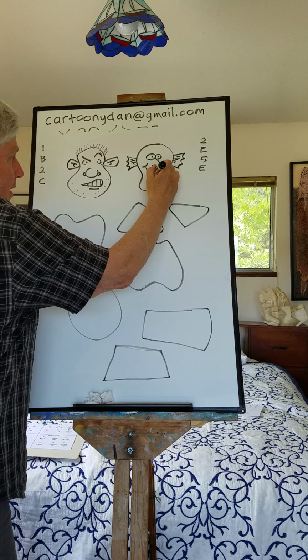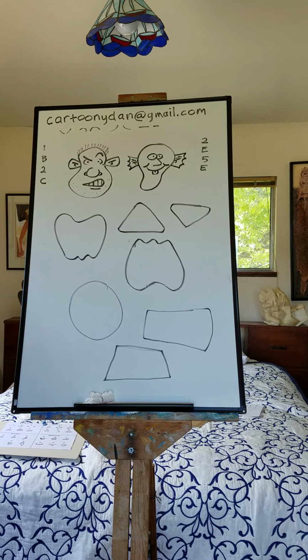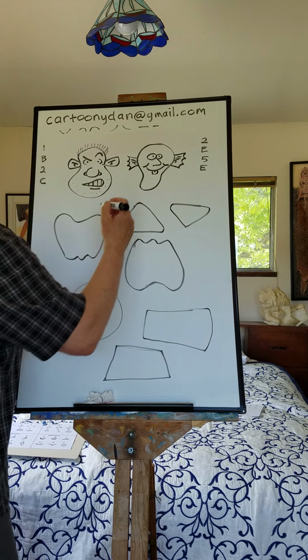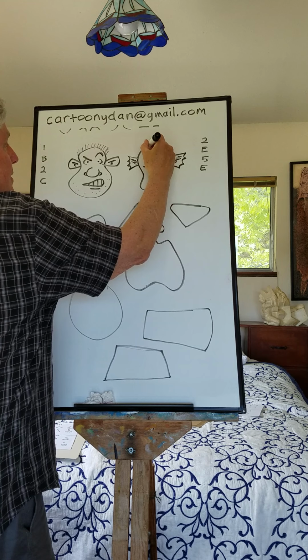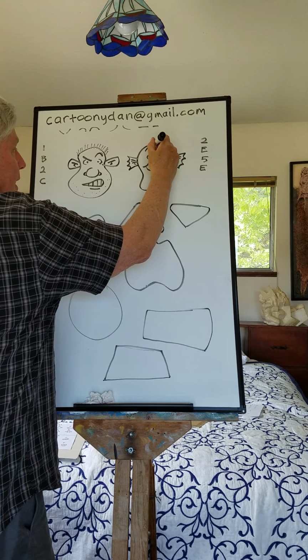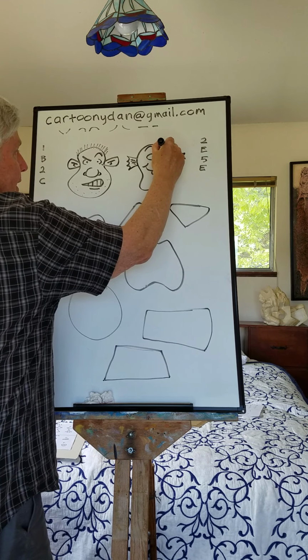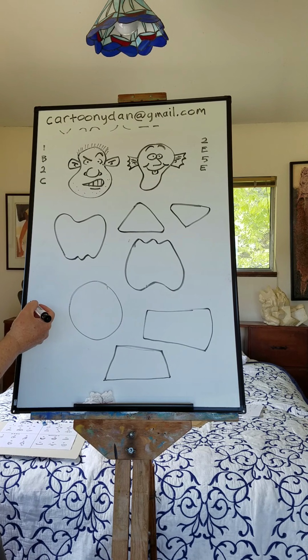So get your color crayons out and get ready to do some coloring in after you get these characters made. And then let's put these eyebrows really high up here, curving over. And we've got a happy little Creature from the Black Lagoon.